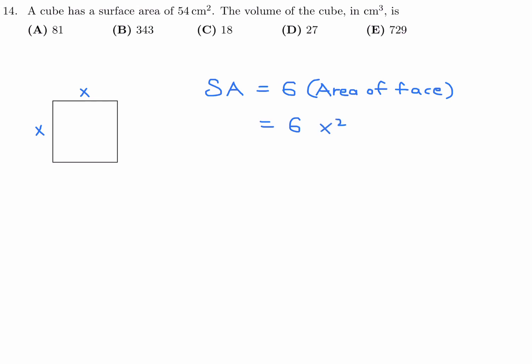So 6x squared is the surface area of a cube, and they've told me that it's 54. So solving for this, 54 divided by 6 is 9, and therefore x squared is 9. That means x is 3. Now the volume of the cube is given by the formula x to the power of 3. And if x is 3, it would be 3 to the power of 3, and that, of course, is 27. So number 14, the answer is D.